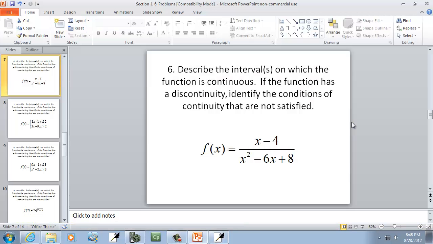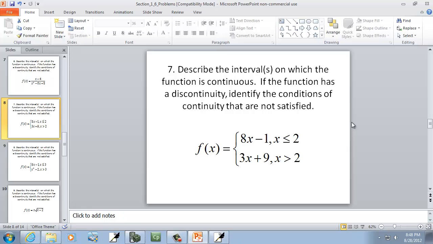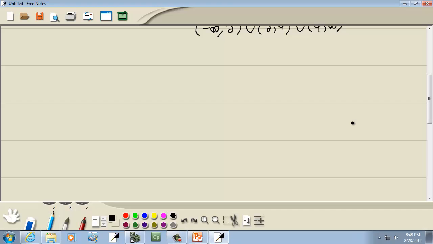Okay, so let's look at our next problem. This is a piecewise function. Let's first talk about piecewise functions, then we'll look at this one.